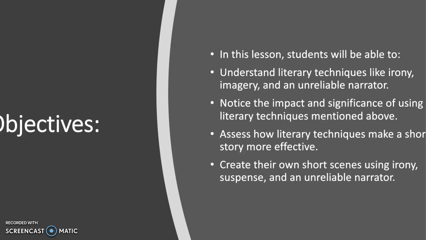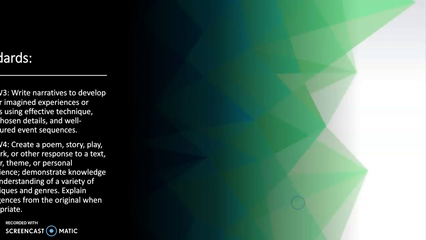Objectives. In this lesson, students will be able to understand literary techniques like irony, imagery, and an unreliable narrator. Notice the impact and significance of using literary techniques mentioned above. Assess how literary techniques make a short story more effective. Create their own short scenes using irony, suspense, and an unreliable narrator.